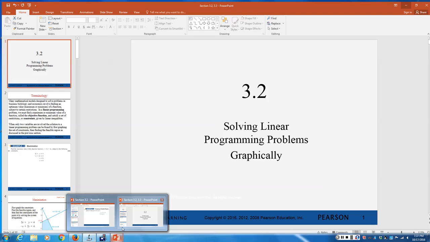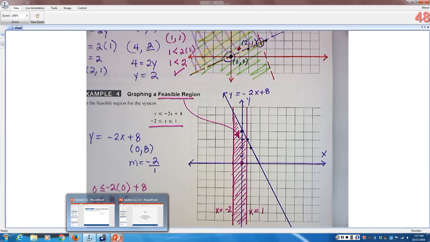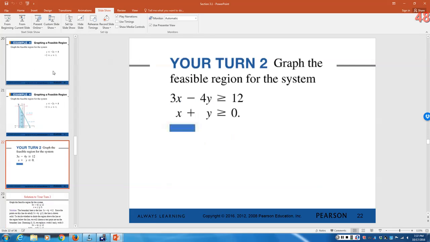Anybody have any questions? So I did graph it for you in the PowerPoint, but I wanted to be sure that you understood step by step why it doesn't look like what we did before. Now we've got another one that's going to be your turn. So I'm going to give you a chance to make sure that you know how to do this.